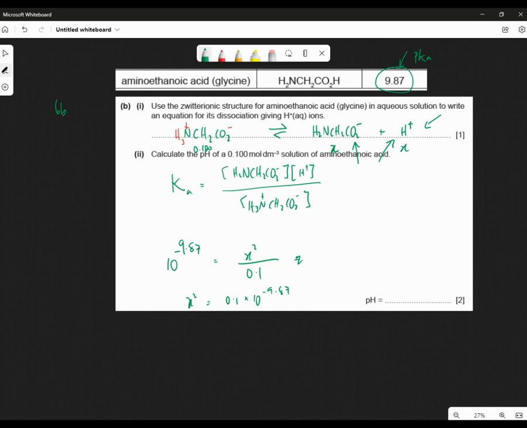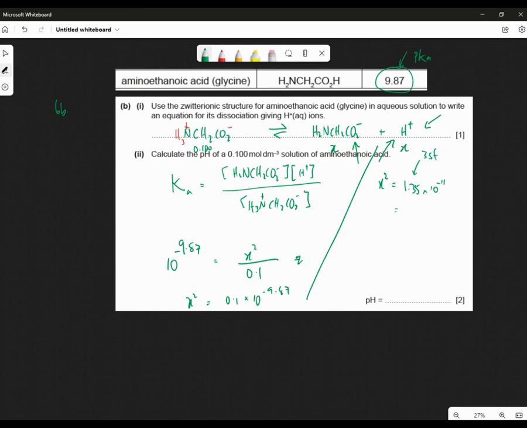And from that we get x. Let me use the calculator. So it's 0.1 times 10 to the power of minus 9.87. And I get a very, very small number for x squared. I get 1.35 times 10 to the minus 11. Don't forget 3 sig fig, always.